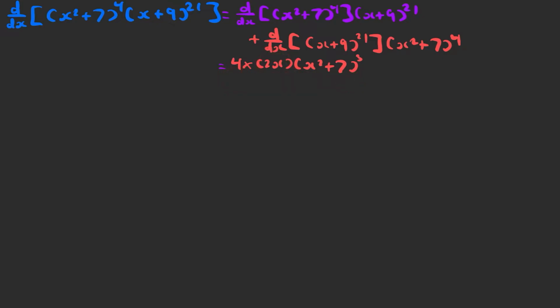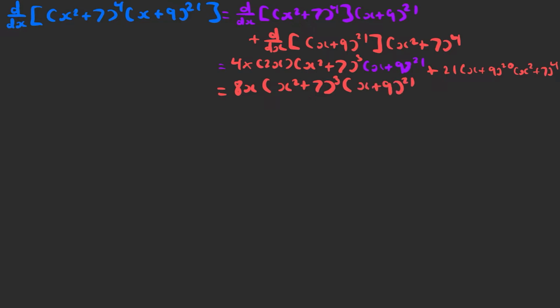And this will be multiplied by (x plus 9) to the power of 21, plus the derivative of, again using the chain rule, 21 times the derivative of the inside, which is 1, times (x plus 9) to the power of 20. And it will be simply multiplied by (x squared plus 7) to the power of 4. This will then be equal to 8x times (x squared plus 7) to the power of 3 times (x plus 9) to the power of 21 plus 21 times (x plus 9) to the power of 20 times (x squared plus 7) to the power of 4.